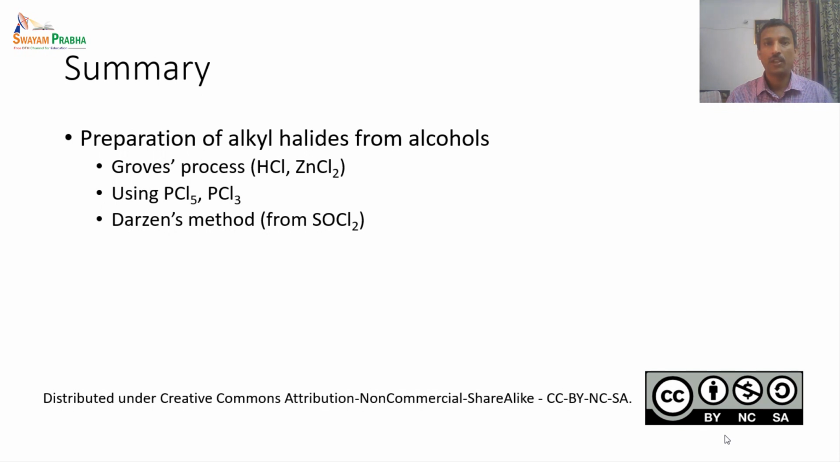Tertiary alcohols do not require this catalyst, and it is followed by the synthesis of alkyl halides from alcohols using either PCl5 or PCl3. Then we also saw the method of preparing alkyl halides using thionyl chloride, because there were some limitations when we use PCl3 and PCl5 methods. So to avoid that, we are using Darzens method with thionyl chloride. So with this, we conclude this particular session on the preparation of alkyl halides from alcohols.